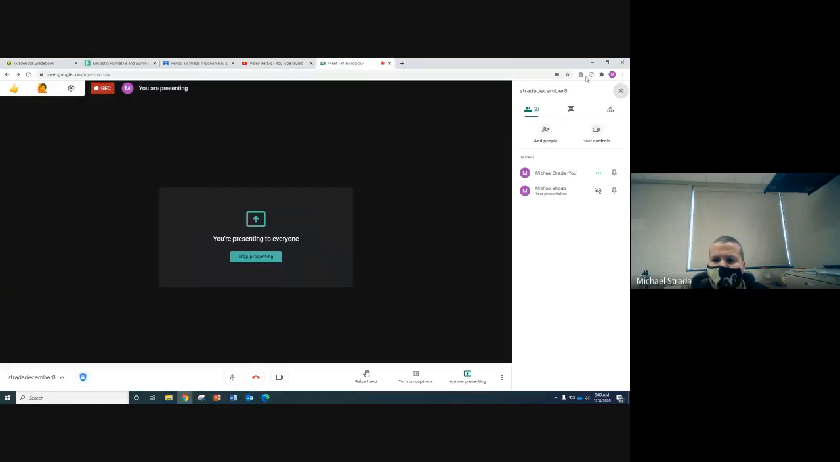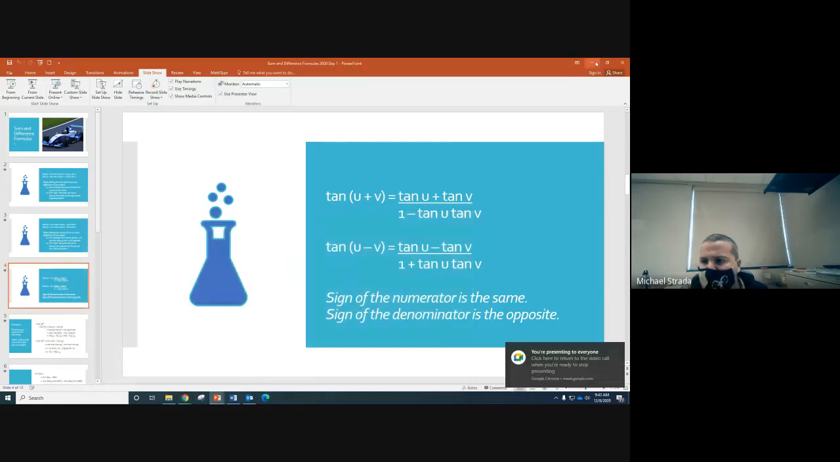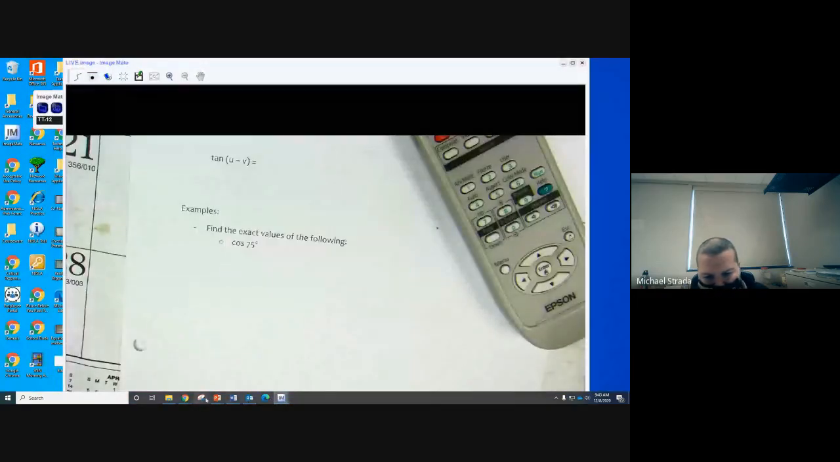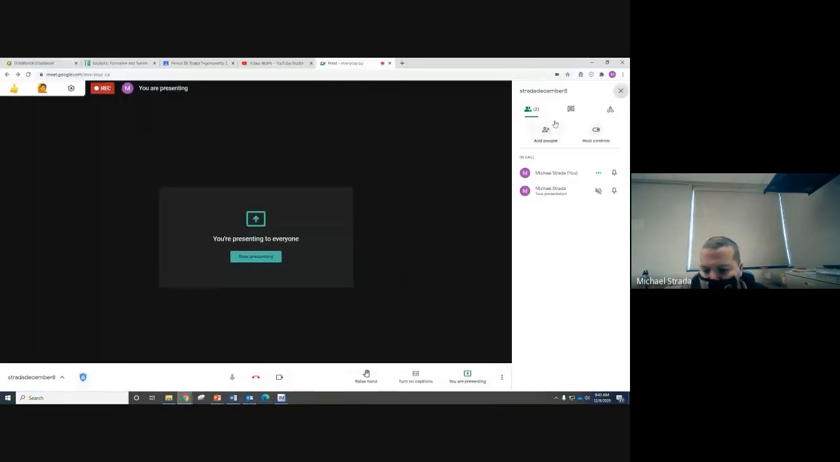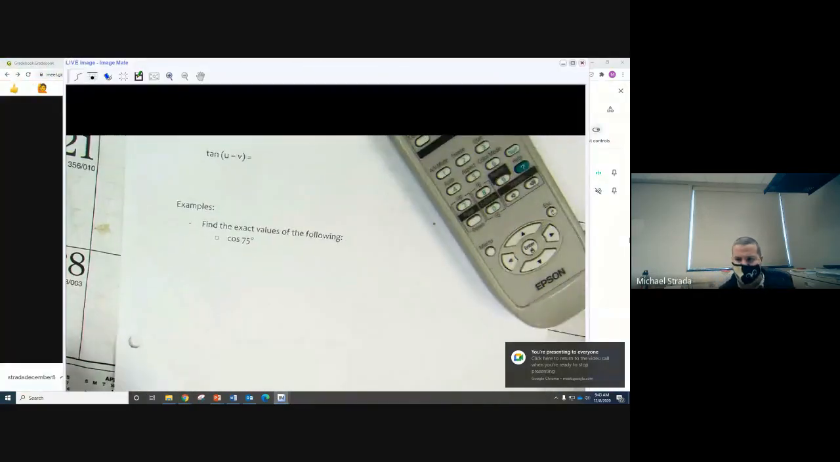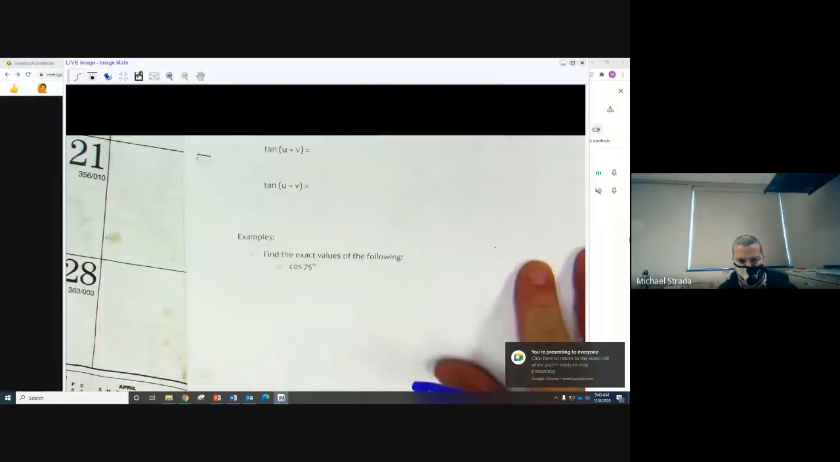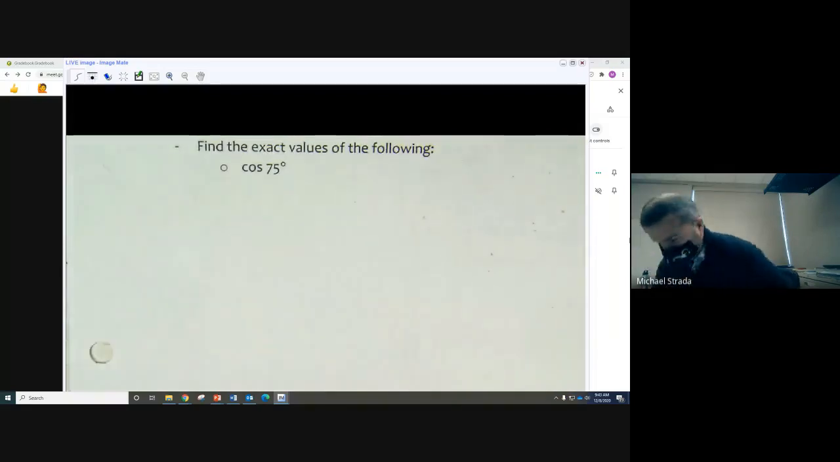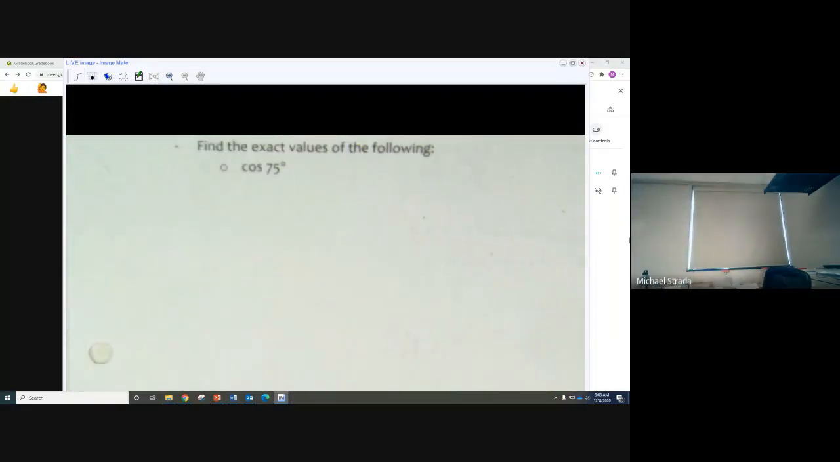Good? All right, let's go through some samples for you, and then you're good to go. Okay. So, find the exact values of the following. Unfreeze this so you can see what I'm talking about. Find the exact values of the following.